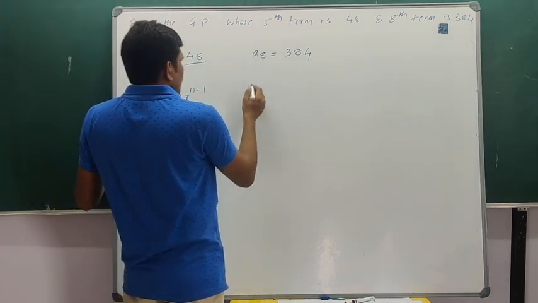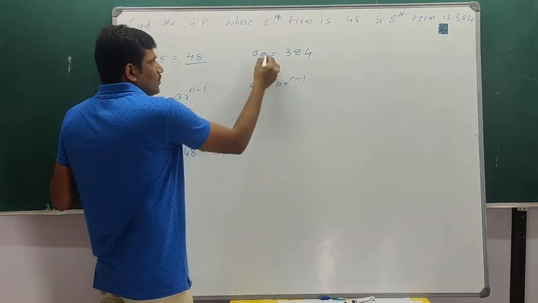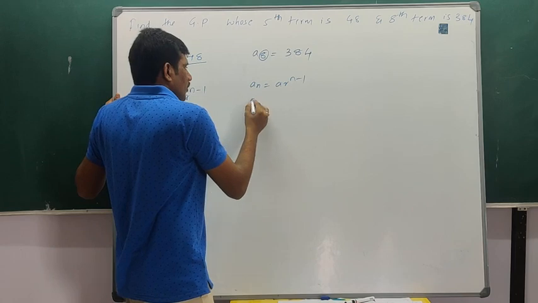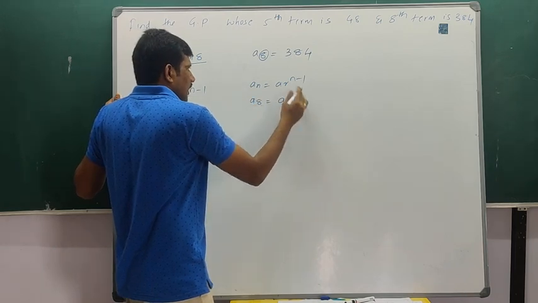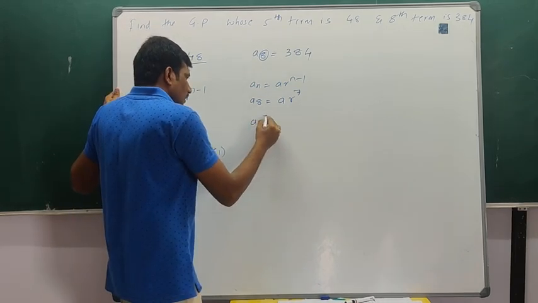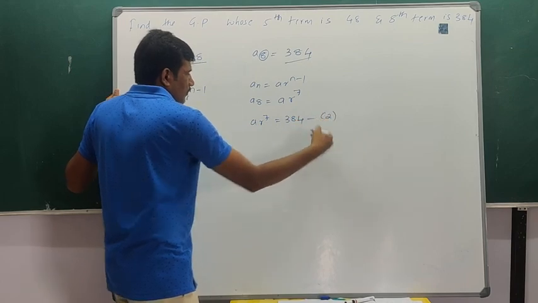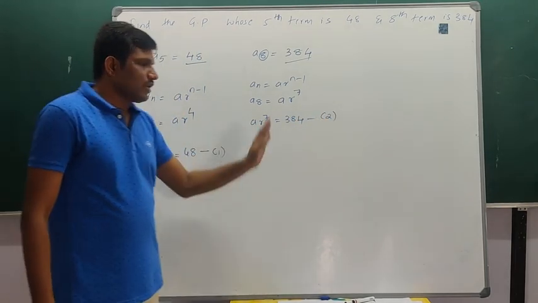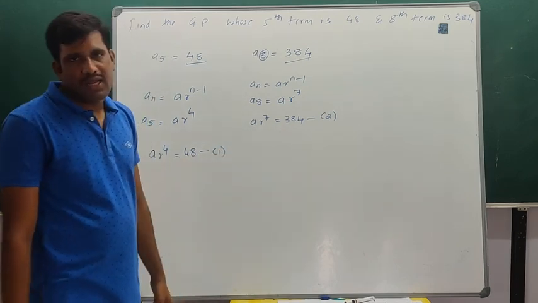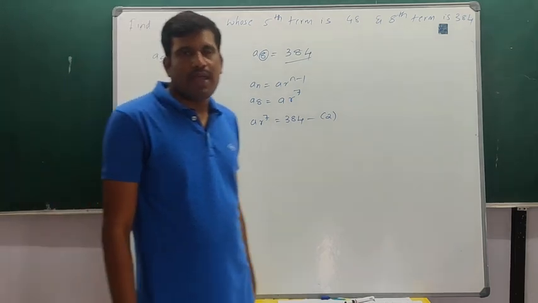Similarly, put n is equal to 8. An is equal to A R raised to n minus 1. Now we know A8, the 8th term. When you put n is equal to 8, A R raised to 8 minus 1, that is 7. Therefore A R raised to 7 is equal to 384. That is the second equation. Now we have two equations: A R power 4 is 48 and A R power 7 is 384. By using these two equations, we need to find the values of A and R.